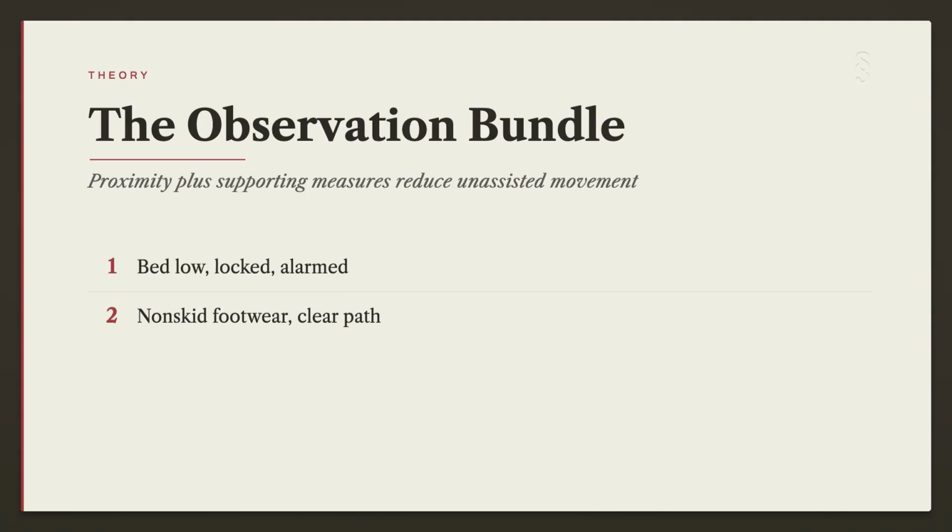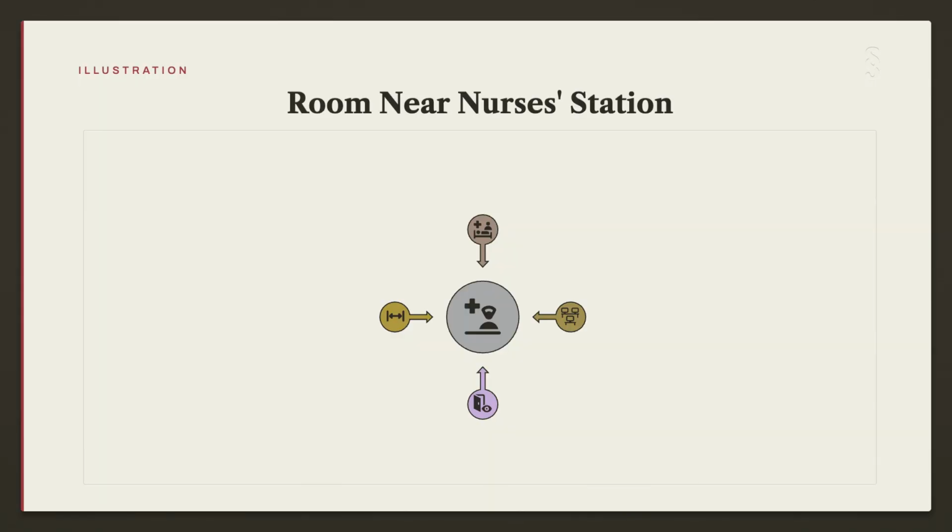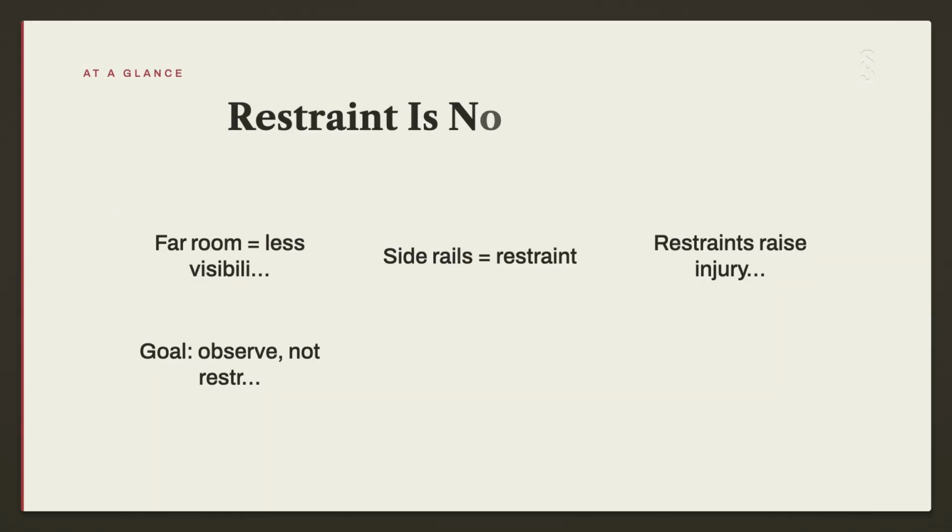Around that call, the bed is kept low and locked. The client wears non-skid footwear, the path is cleared. Hourly rounding proactively offers toileting, and medications are reviewed as a modifiable cause. Placing the room within routine line of sight means staff notice the client incidentally, without needing a formal check, and can respond within seconds when an alarm sounds.